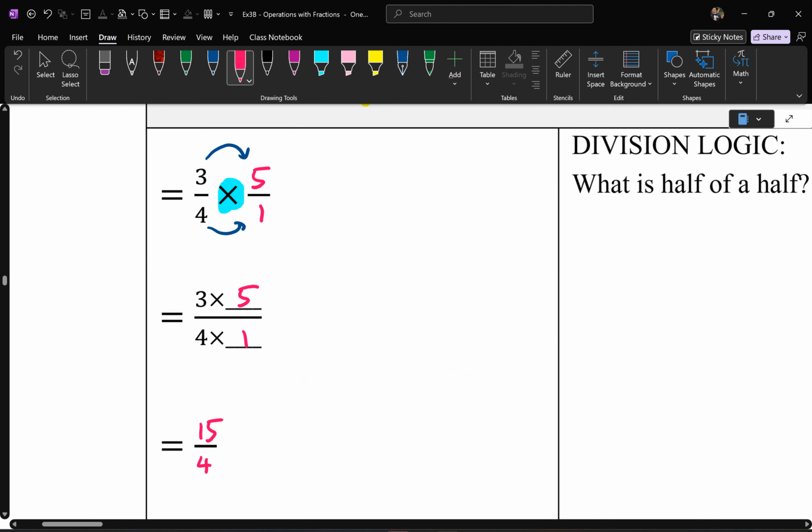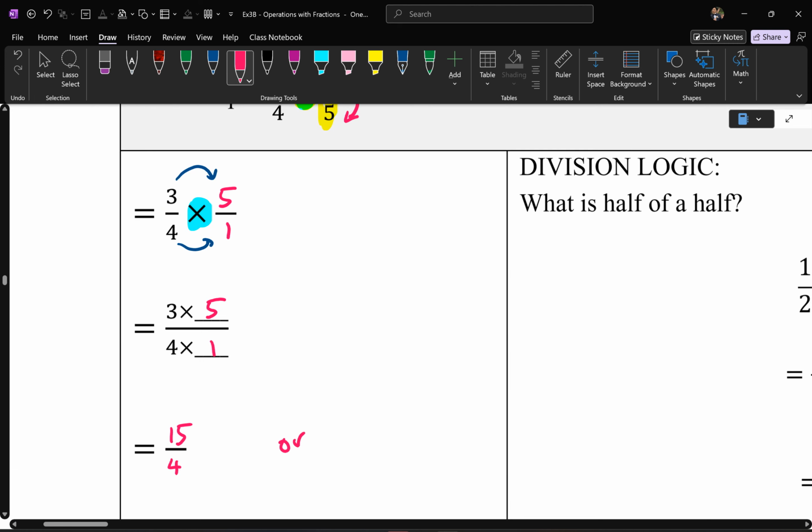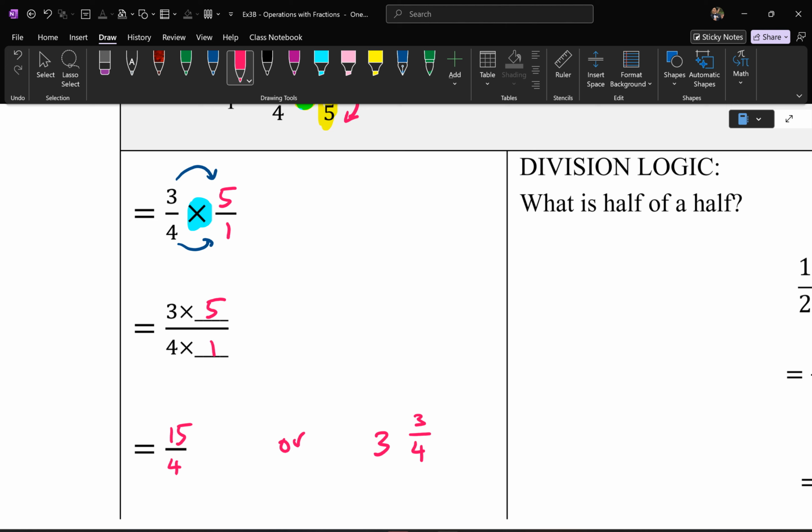You can leave your answer as an improper fraction, or generally the textbook might prefer mixed. So you change it to mixed. How many 4s fit in 15? 3 wholes. Remainder? 3 times 4 is 12. The remainder is 3 over 4. So you ask yourself, how many 4s fit in 15? It fits in 3 wholes. This is your remainder. If it helps you to remember, I'm just going to annotate it. How many wholes? Remainder.